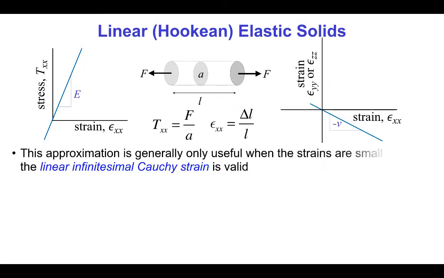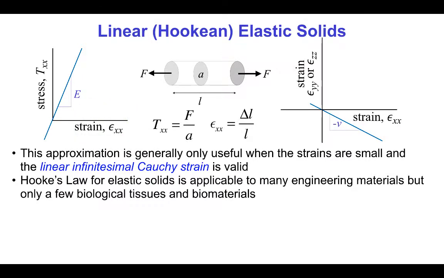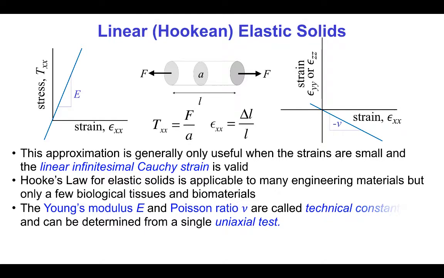Now, it's important to understand that this approximation of linear Hookean elasticity is generally only useful when the strains are small, and hence the linear infinitesimal Cauchy strain tensor that we've used here is a valid measure. Hooke's law for elastic solids is applicable to many engineering materials, but to only a small number of biological tissues and biomaterials. The Young's modulus E and the Poisson ratio nu are called the technical constants and can be determined, as we've seen from this example, by a single uniaxial tension or compression test.